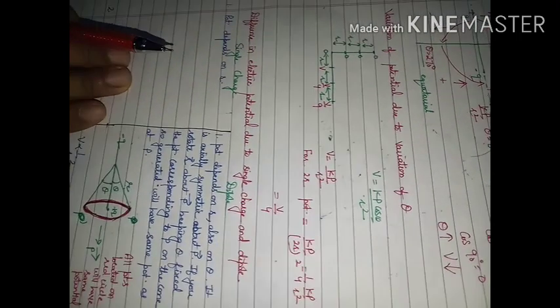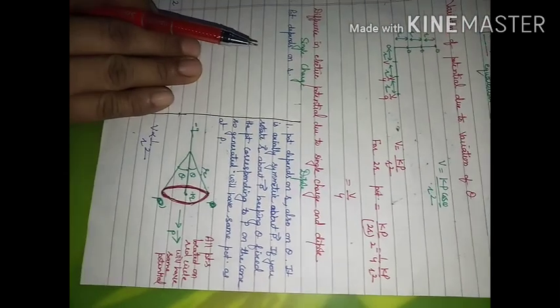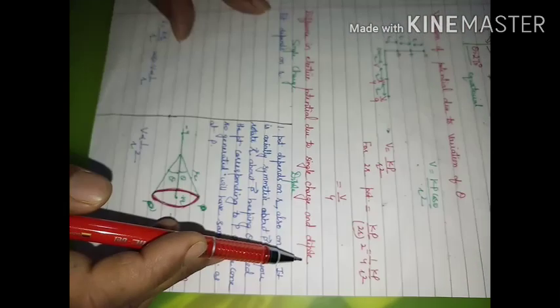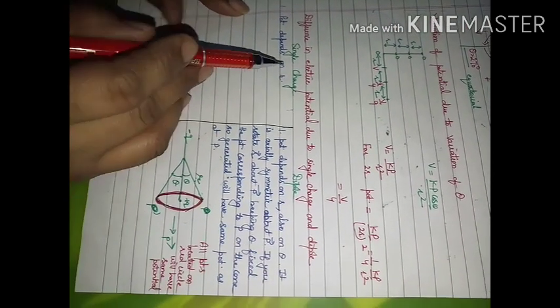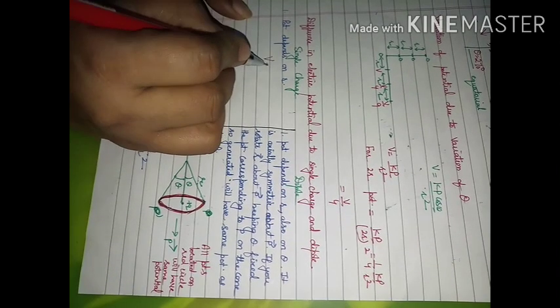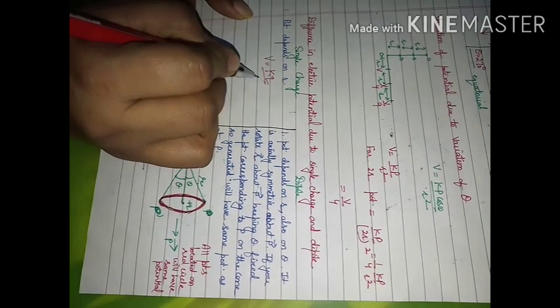And if we consider the difference between electric potential due to a single charge and due to a dipole, then because of a single charge, the value of potential we have is kq upon r.